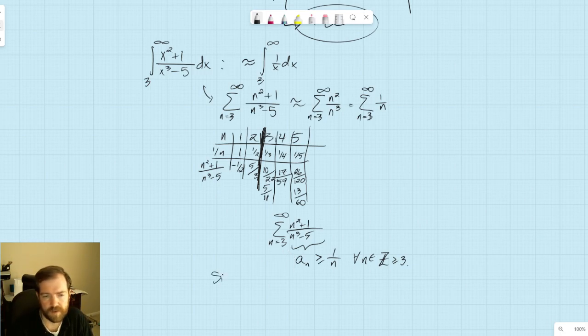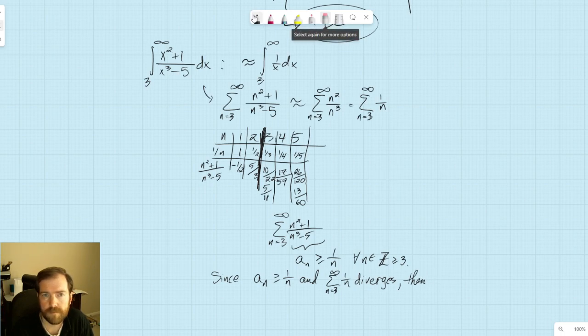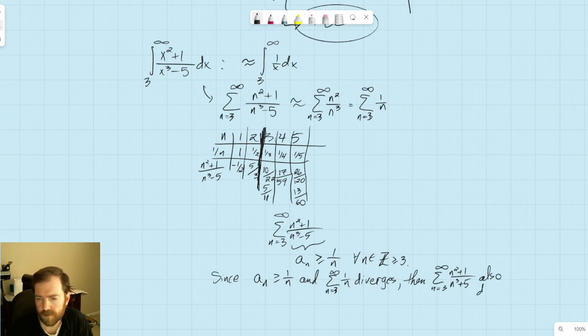Alright, since a sub n is greater than or equal to 1 over n, and the sum from n equals 3 to infinity of 1 over n diverges, then the sum as n goes from 3 to infinity of (n squared plus 1) over (n cubed plus 5) also diverges.